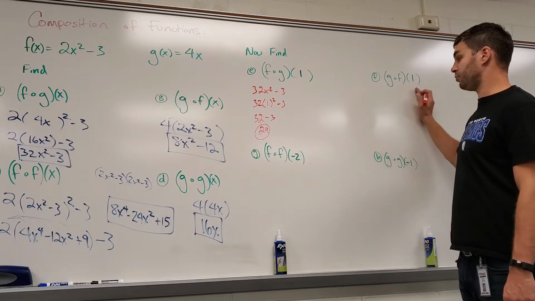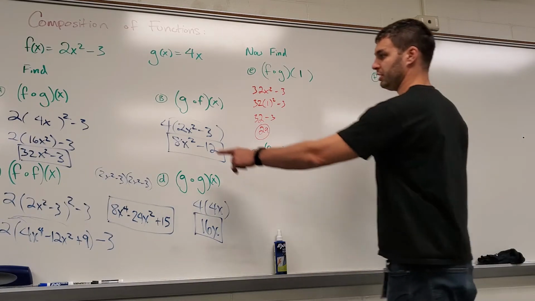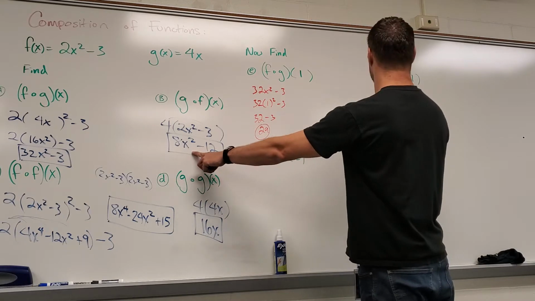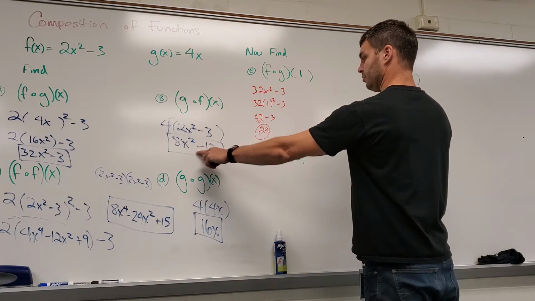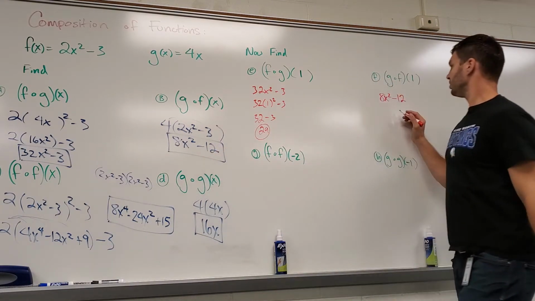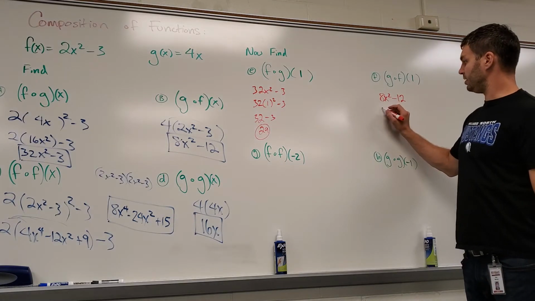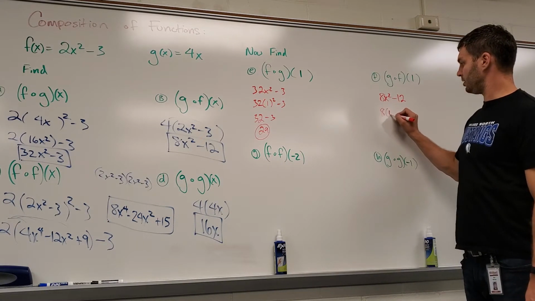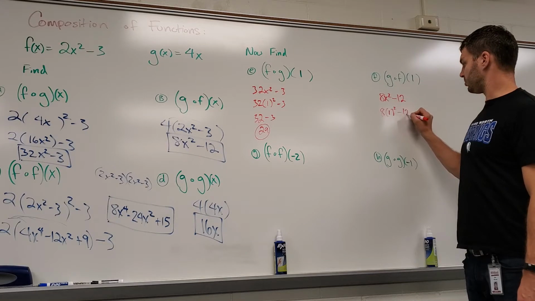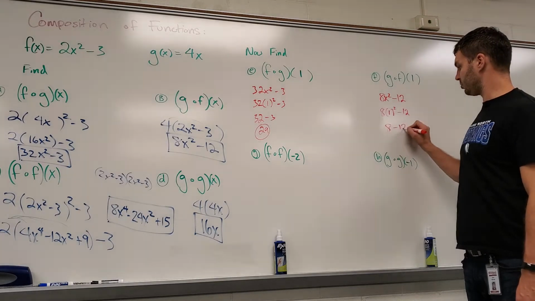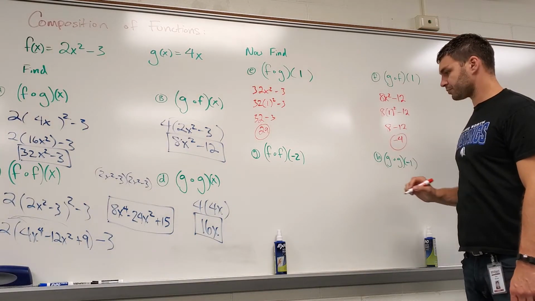Letter f, g of f of 1. So again, g of f of x was 8x squared minus 12. So if I do that here, plugging in the 1, that's 8 times 1 squared minus 12, or 8 times 1 is 8, minus 12 is a negative 4.